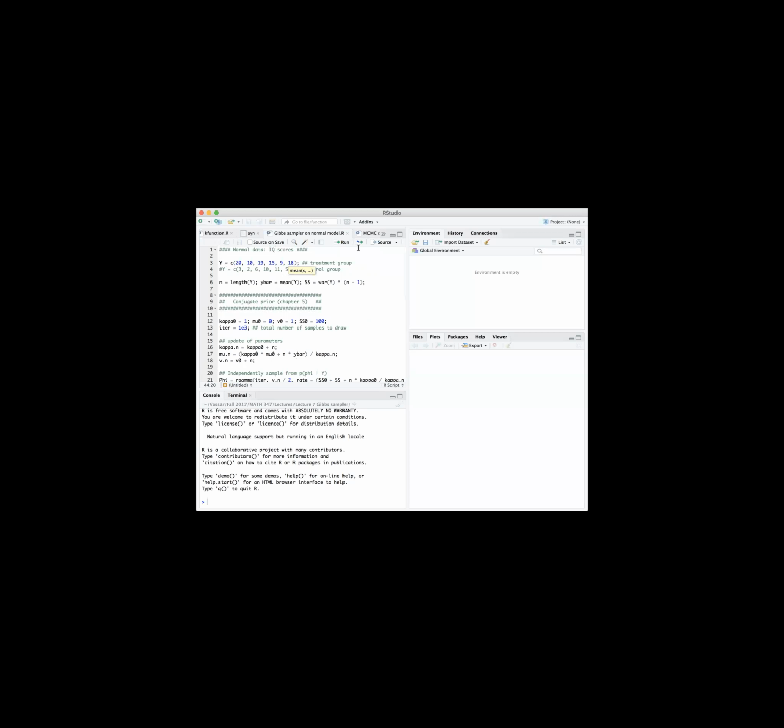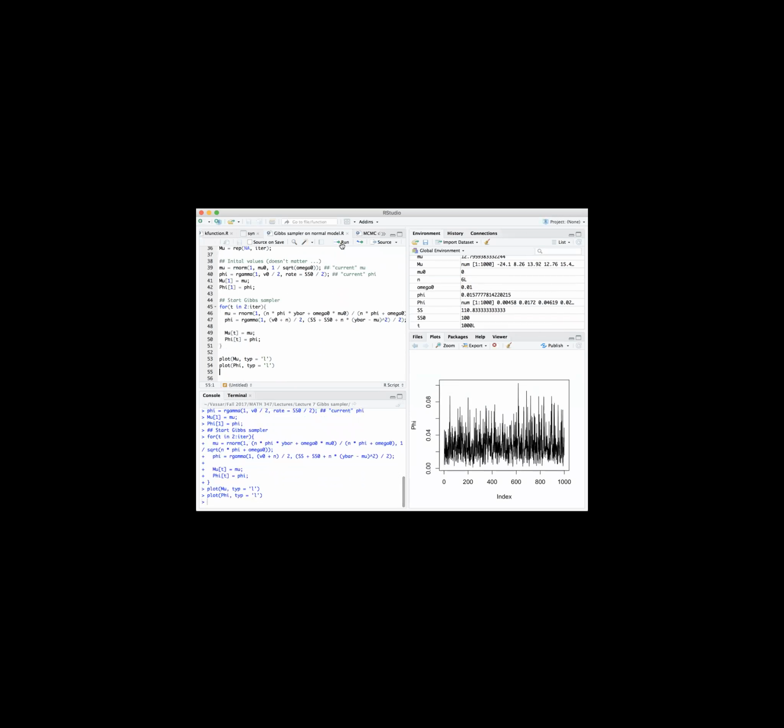So I will run this and then bring up the plots over here too. You realize the Gibbs sampler runs pretty fast in this particular demonstration. I mean, the sample is really small. The number of iterations is not many of them. It's only 1,000 draws.